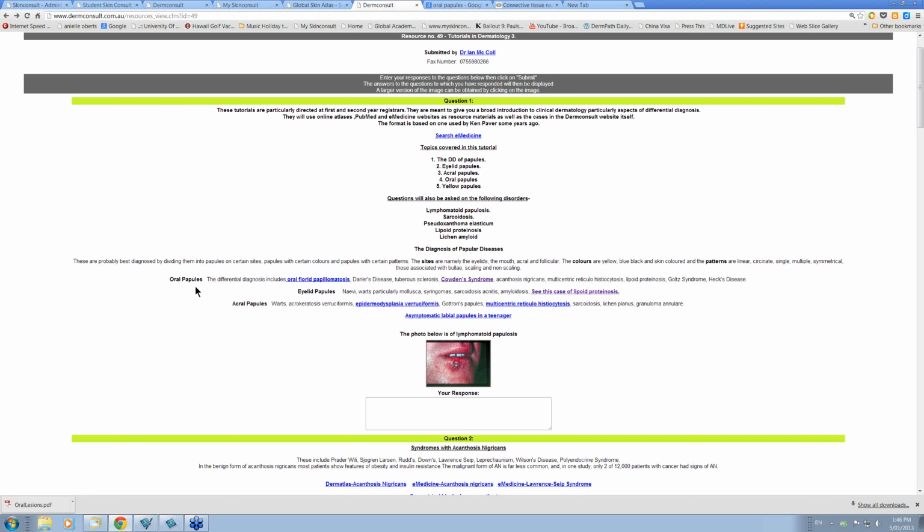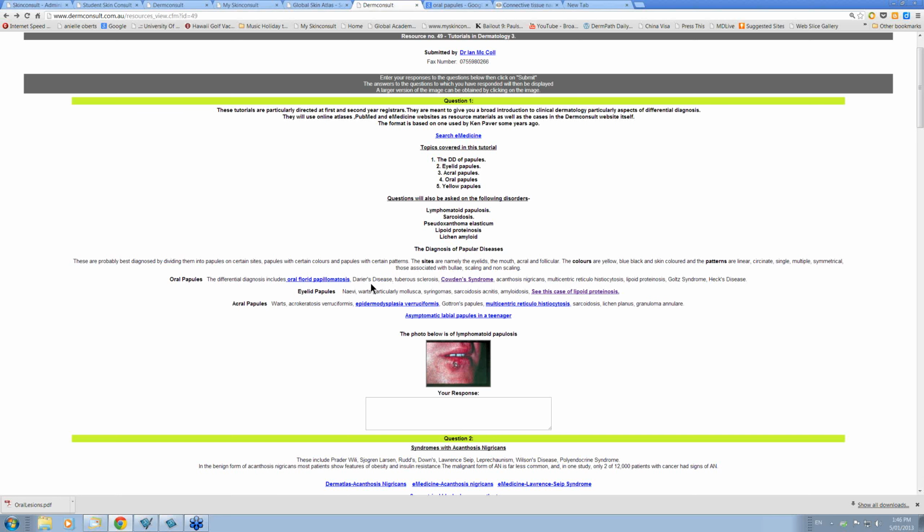First of all, oral papules. There's the condition oral florid papillomatosis. Now, that's usually a papillomavirus, and some of them can be premalignant in the inside of the mouth. I think I'll come back to that in a second.